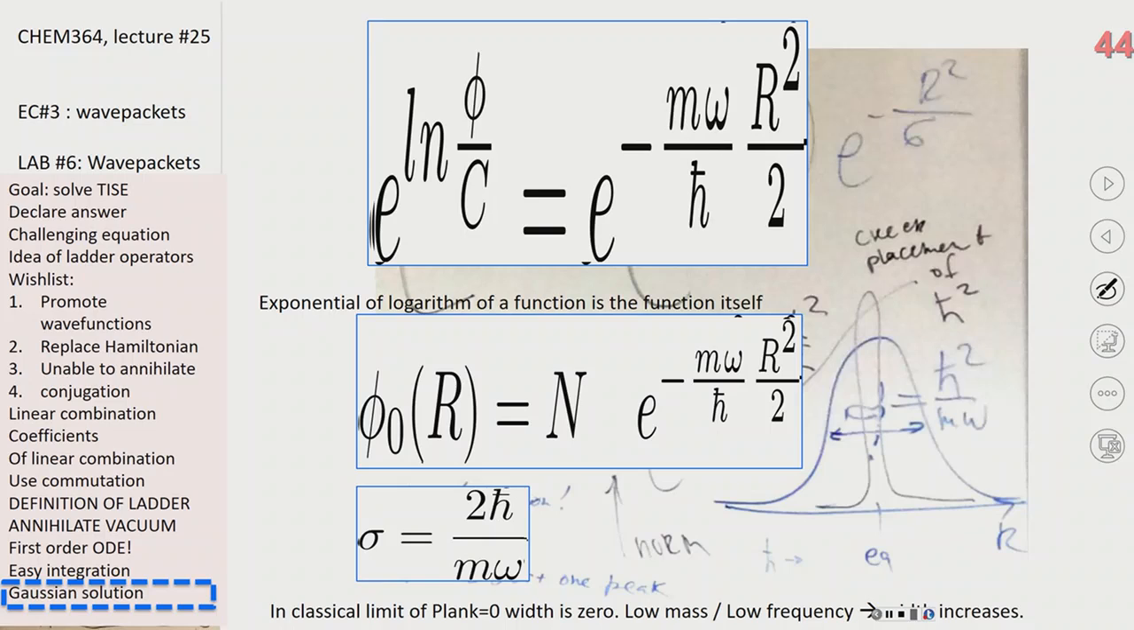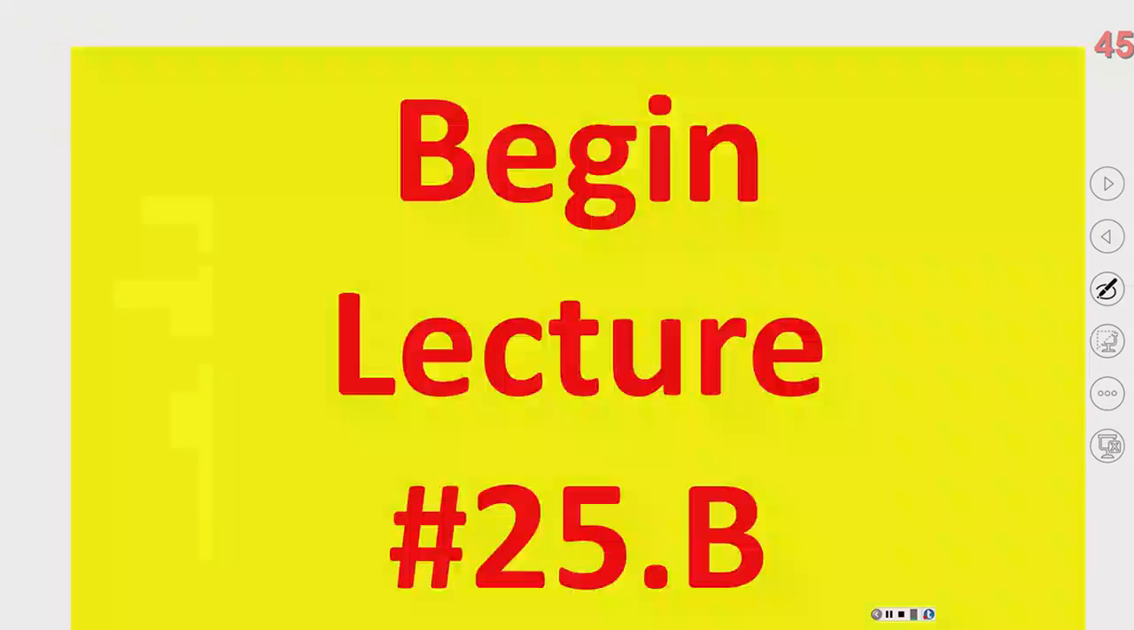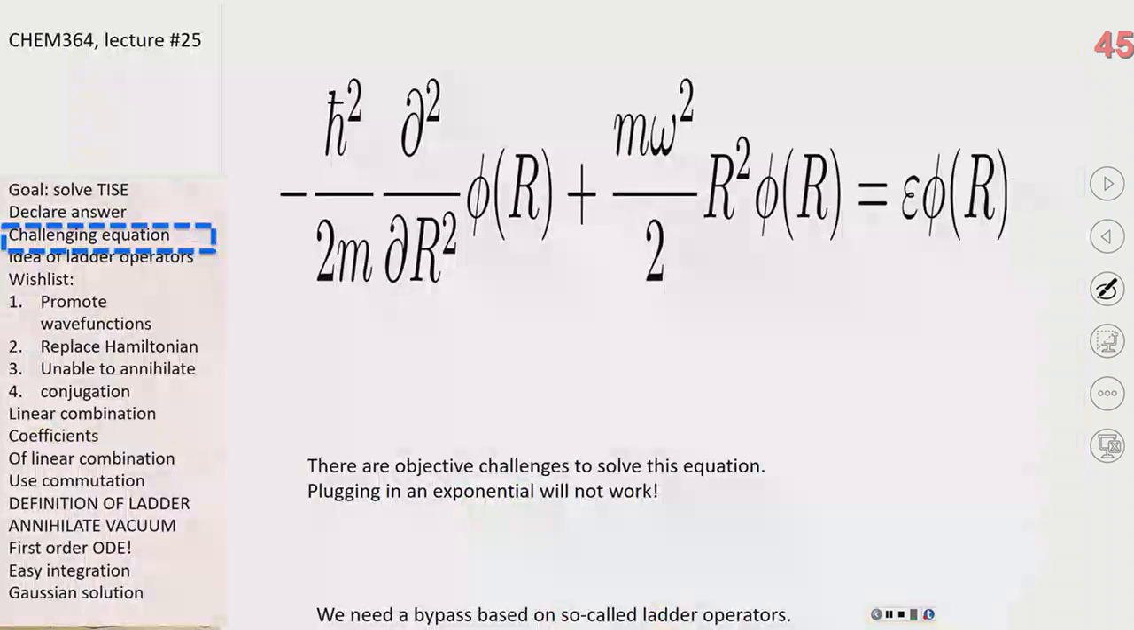So the next step, the function looks like Gaussian, similar to ground state of particle in the box. There is one peak in the center, but it never goes to zero. It decays very smoothly. So longer elongations or contractions are possible, but their probability is vanishing. So we are kind of done with this stuff.